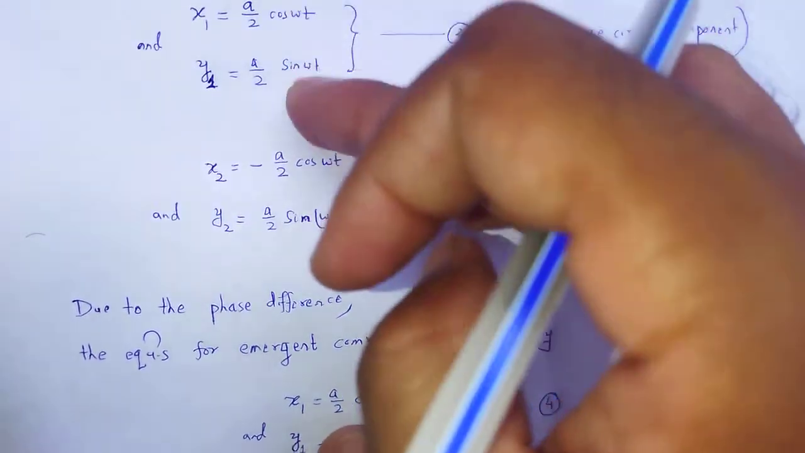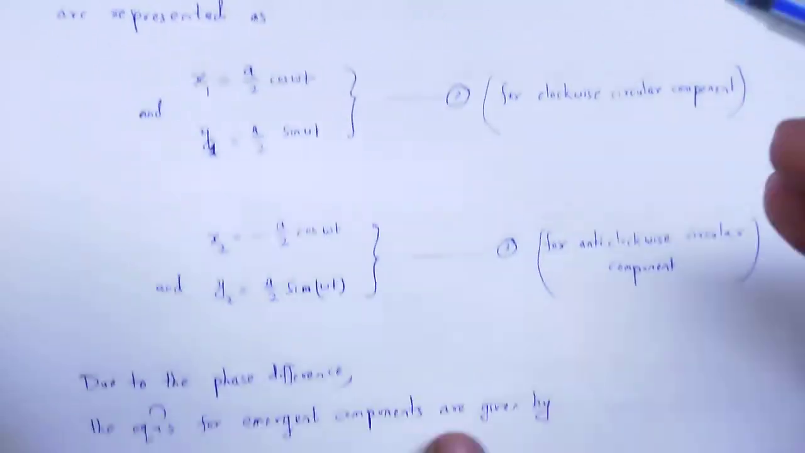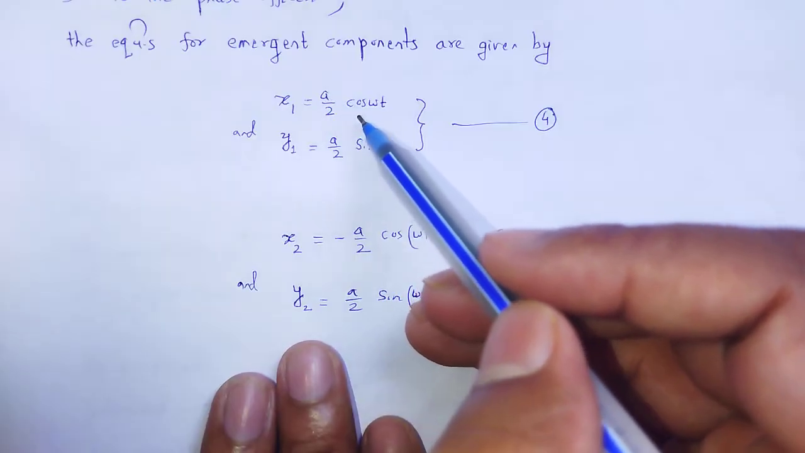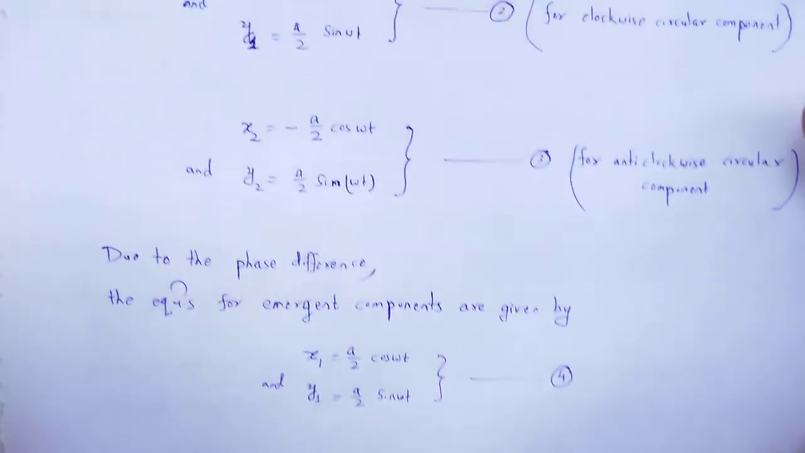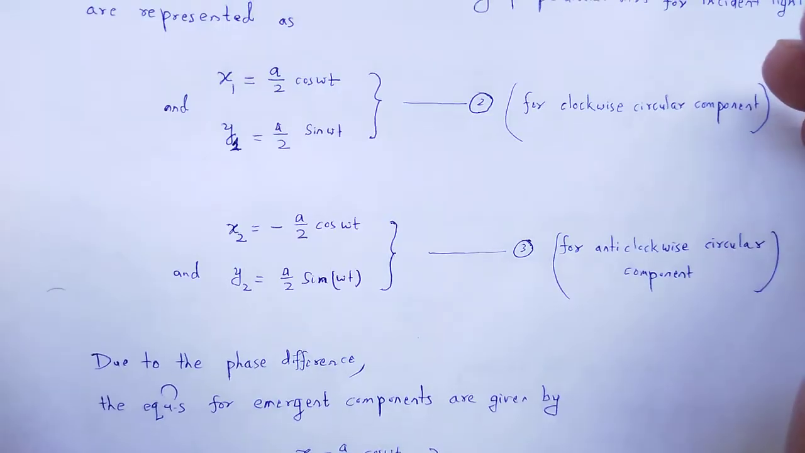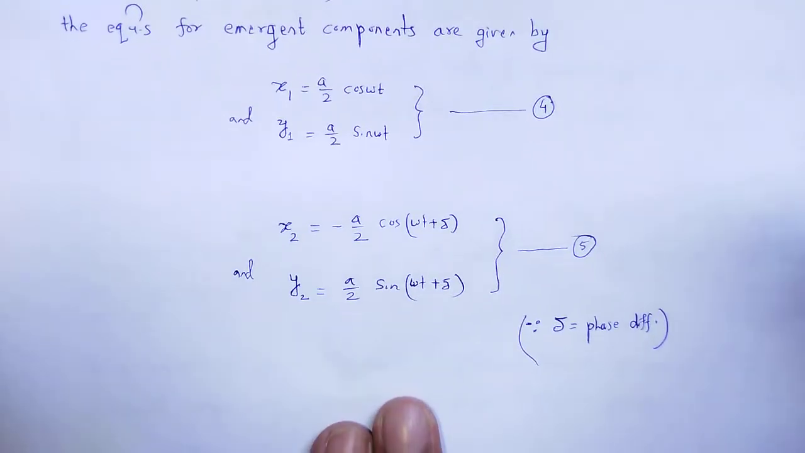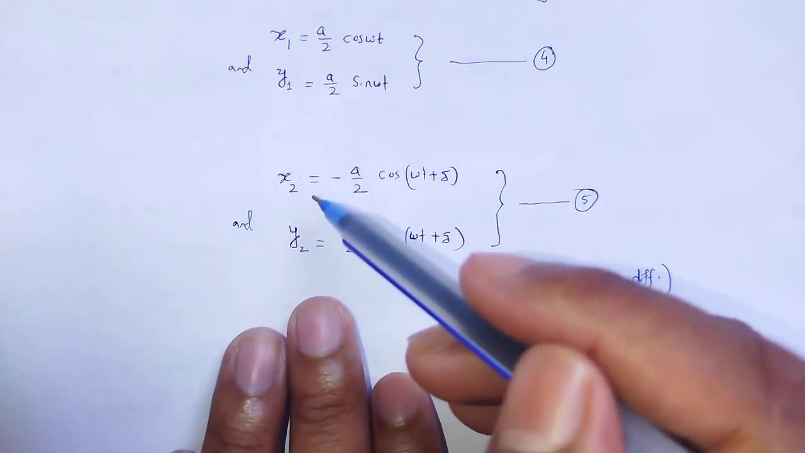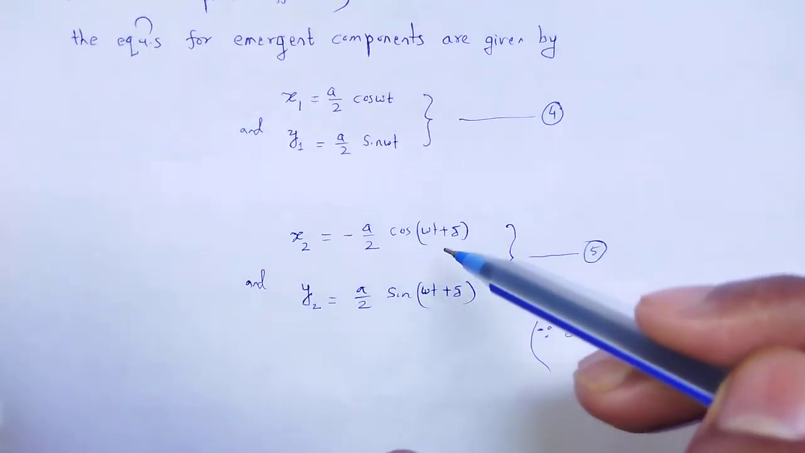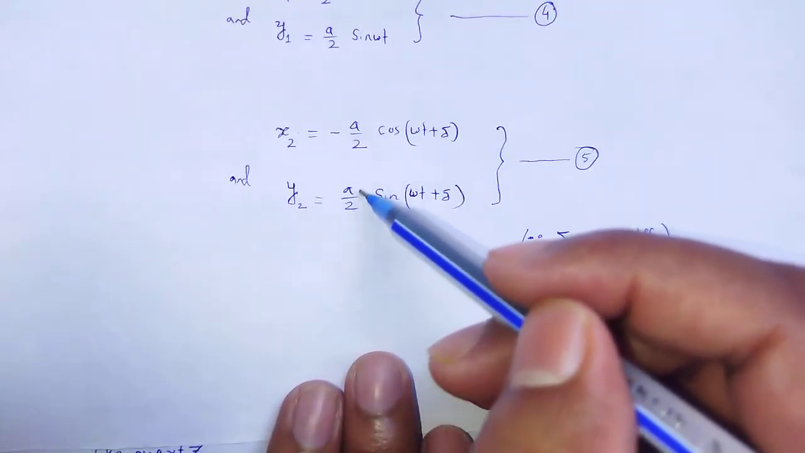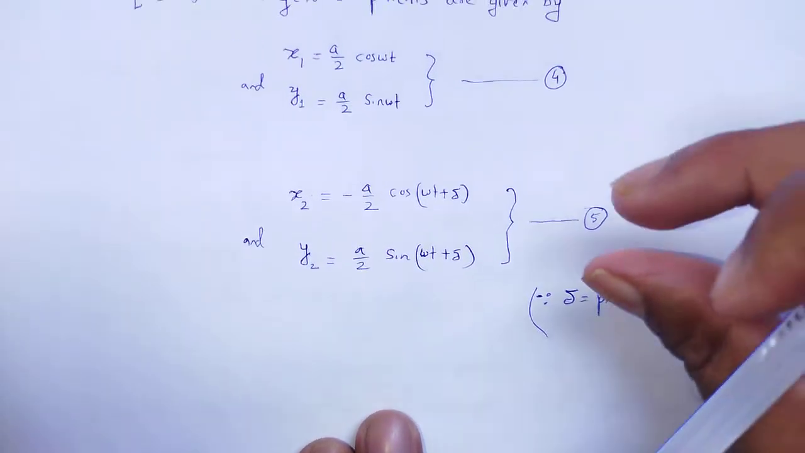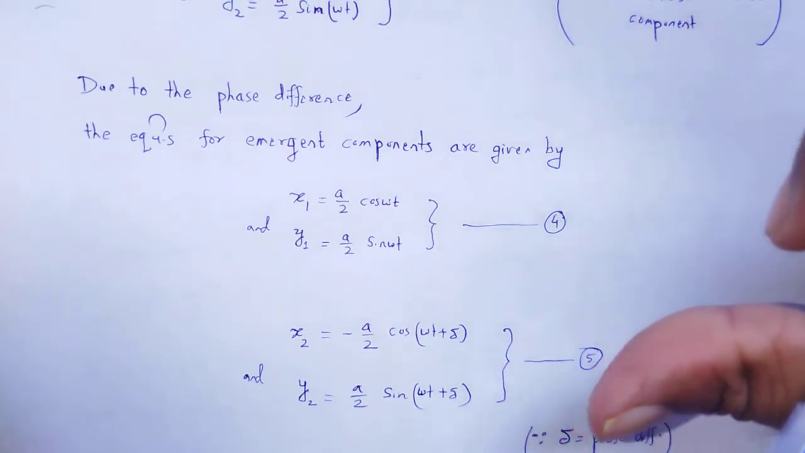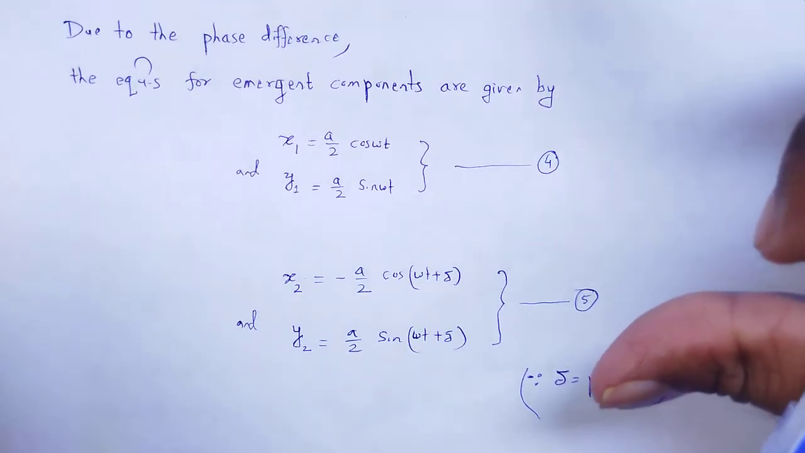So the equations now change. For incident light, as we said, x1 component is a by 2 cos omega t, y1 component is a by 2 sin omega t, but there will be a change by the phase difference delta for the x2 component and y2 component. So x2 component is written as minus a by 2 cos of omega t plus delta, y2 component is a by 2 sin of omega t plus delta. So delta is the phase difference between these two circularly polarized components.